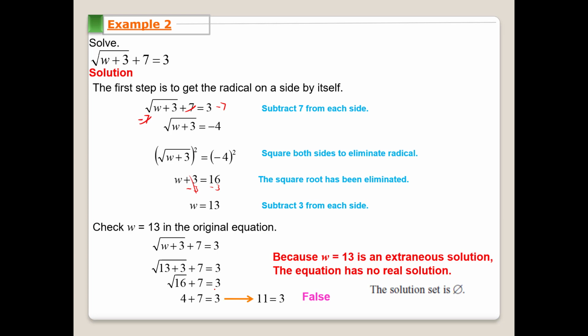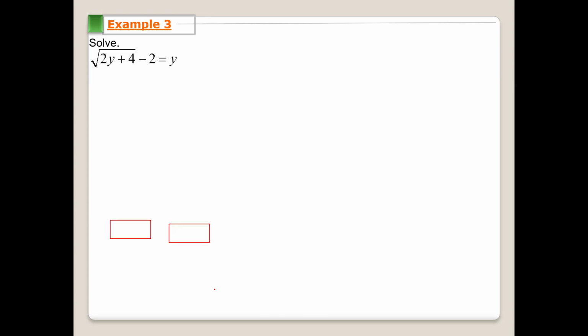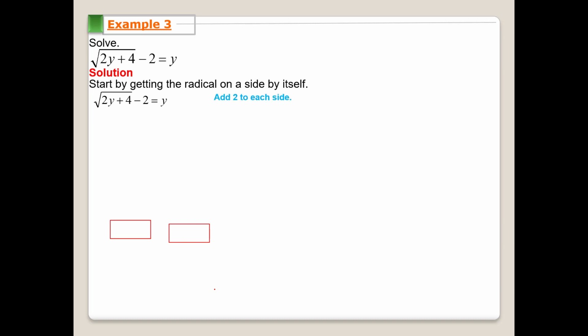Okay, so let's do another example. Same style, I should say. So we got square root of 2y plus 4 minus 2 equals y. So if we're looking at the solution, let's get that radical by itself, right? Okay, so what do we got to do to do that? Well, we're going to need to add 2 to both sides, right? So we add 2 to both sides.